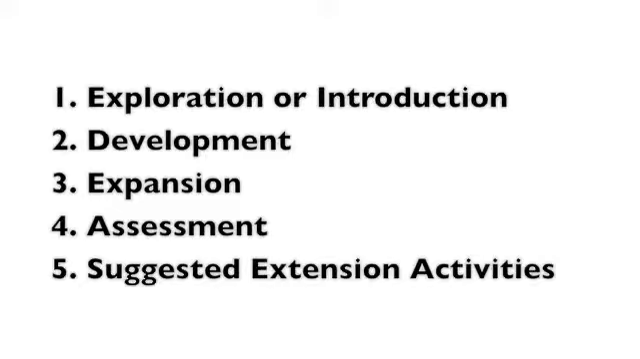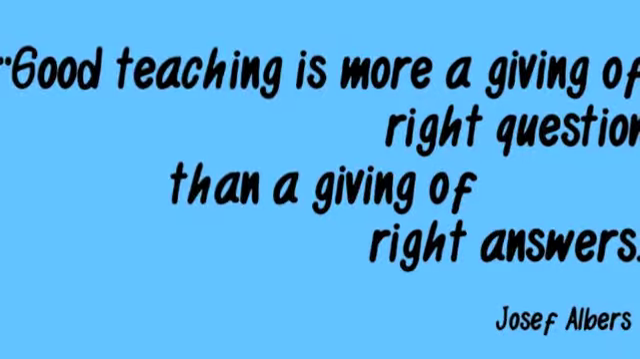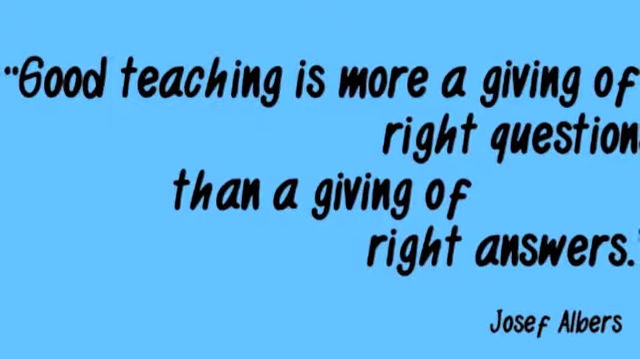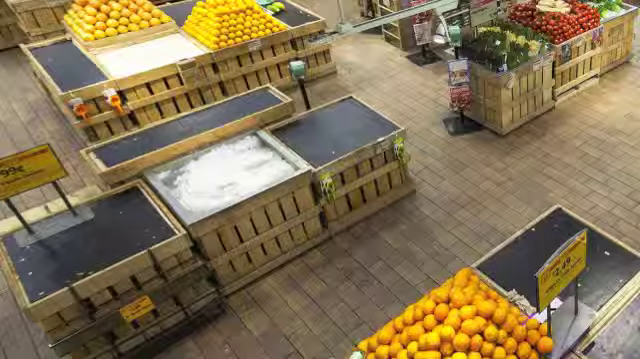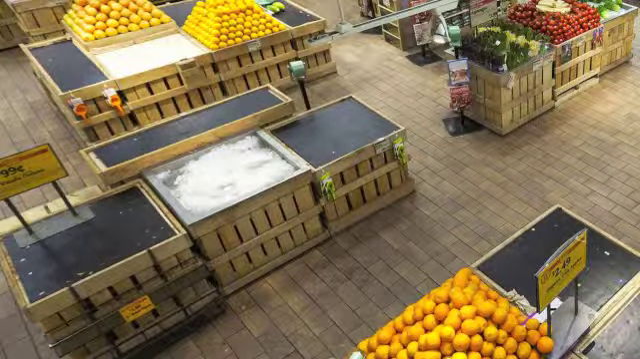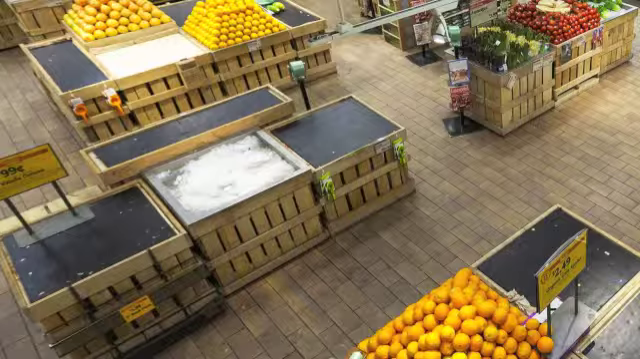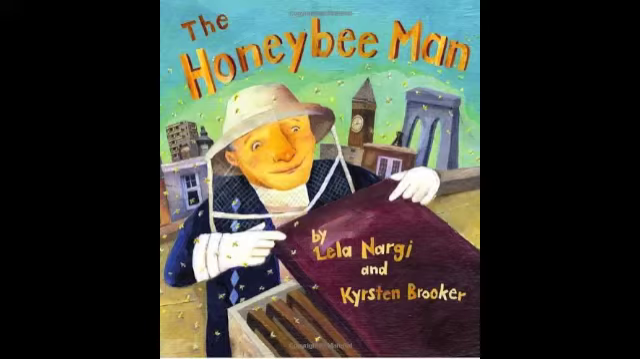The Social Studies Research and Practice lesson plan format follows this sequence: exploration or introduction, development, expansion, assessment, and suggested extension activities. Effective teacher behaviors include assessing students' prior knowledge as you open your lesson using explicit questioning and a motivating and creative hook. For example, a teacher could project this image and ask students what they see, think, and wonder. Afterwards, he or she would explain that this photograph depicts what our grocery stores would look like without bees acting as pollinators.